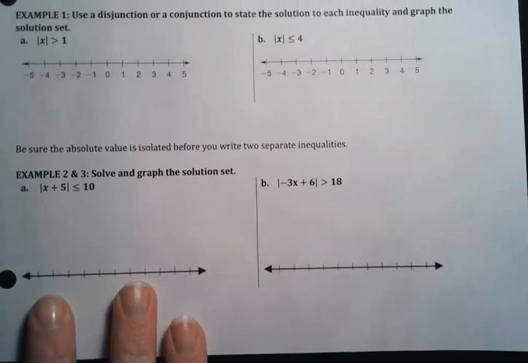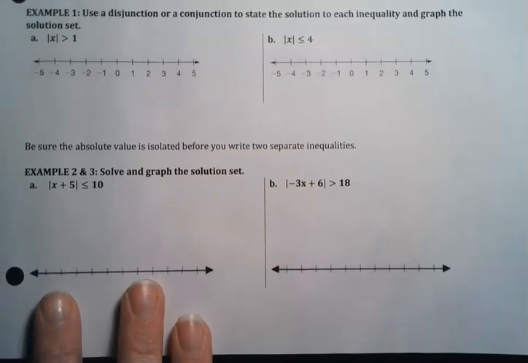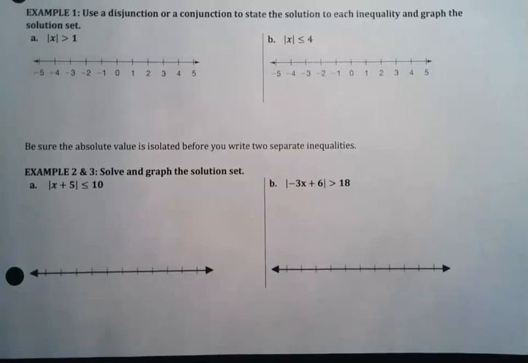So let's look at example 1. Use a disjunction or a conjunction to state the solution to each inequality and graph the solution set. All right, so you have this up above. Let's think about it. What was the disjunction? Is it less than or greater than? Good. The disjunctions are greater than, which means the conjunctions are less than. So that might be helpful. I'm just going to put that out there to help remind you.